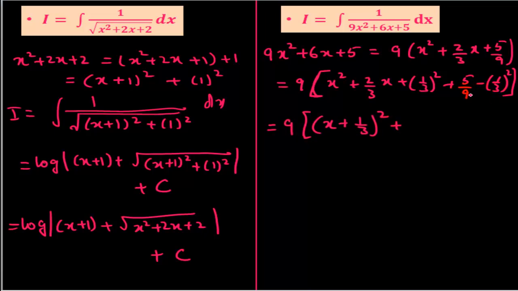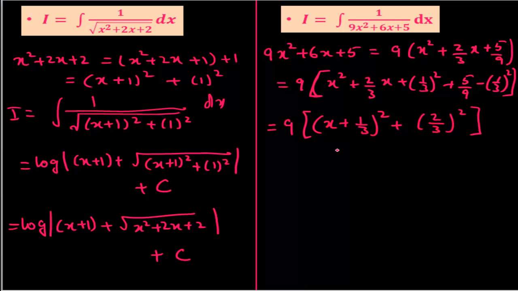So we have 5 over 9 and this on taking square will become 1 over 9. Both will get subtracted. So what are we left with? 5 minus 1 whole divided by 9. So 5 minus 1 is 4. So the result comes out to be 4 over 9. Now 4 is also a perfect square, 9 is also a perfect square. So 4 over 9 can be written as 2 over 3 whole square.